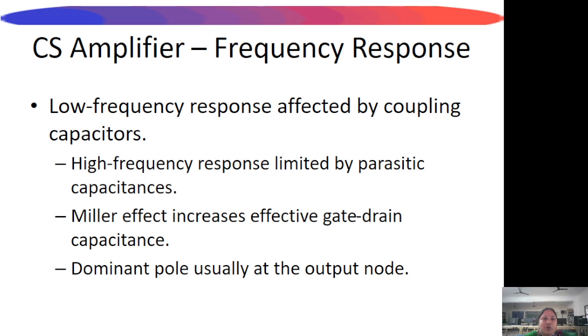The dominant pole usually appears at the output node. This pole limits the high frequency gain. Proper design can improve bandwidth. The frequency analysis is essential for high speed applications.